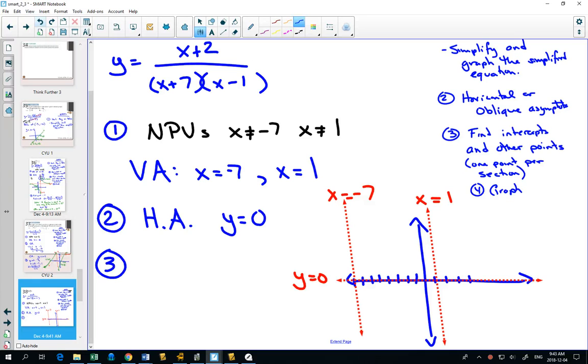Step 3. Find x-intercepts, y-intercepts, and any other points you may need. Obviously, we've talked about it. The y-intercept is the easiest. If we go to our original equation and plug in 0 for x, we get the point (0, -2/7).